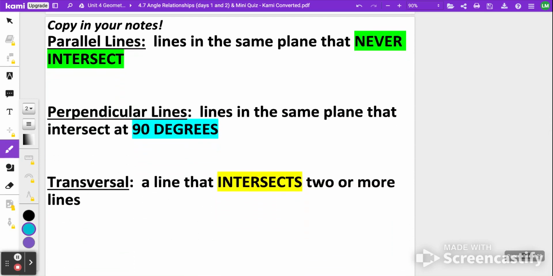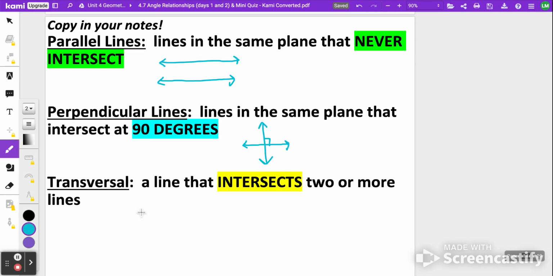The first thing we want to talk about are what are parallel lines. These are lines on the same plane that never intersect. They are going to look like a set of railroad tracks, where they're never going to intersect. Perpendicular lines are in the same plane, and they do intersect, and they will always intersect at 90 degrees. So to show a perpendicular line, you just need to make sure that you are showing a 90-degree angle in one of the corners.